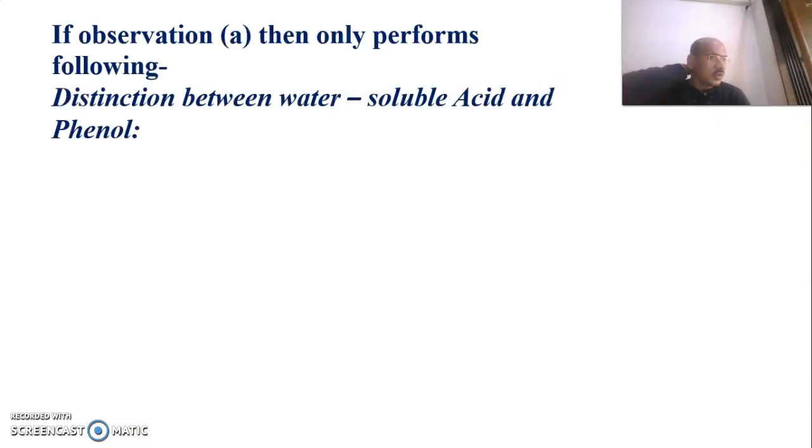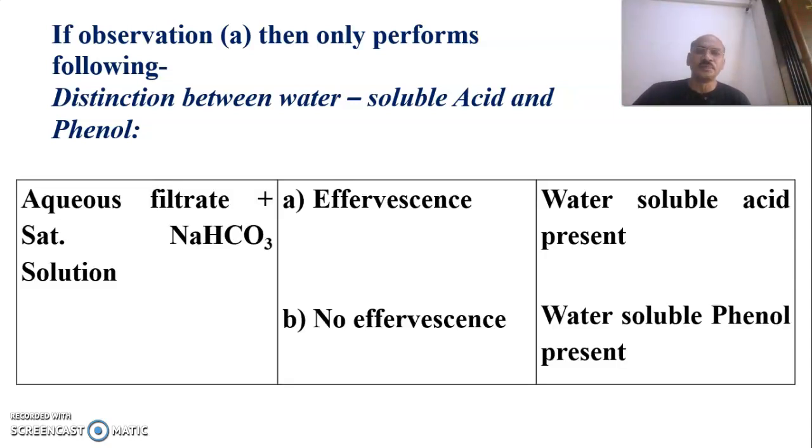Now here we are getting two types for one test, the solubility test, right? The litmus paper test, blue to red. The conclusion is acid or phenol, but what exactly is it? So we have to perform a distinguishing test for acid and phenol. And that is carried out by using sodium bicarbonate solution.